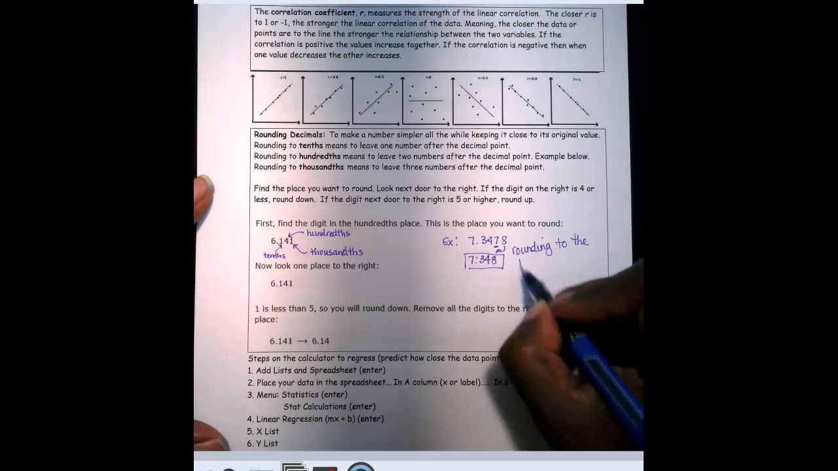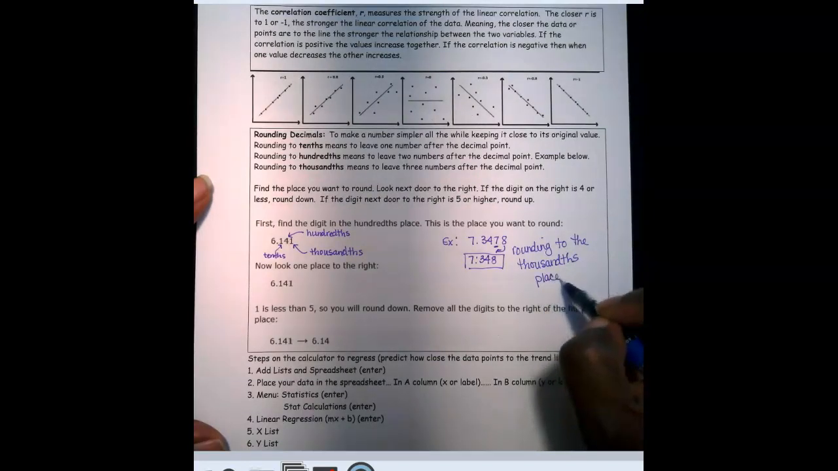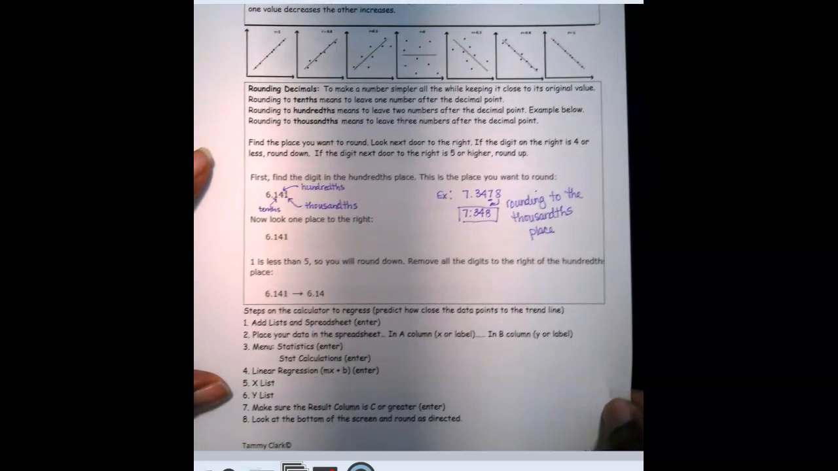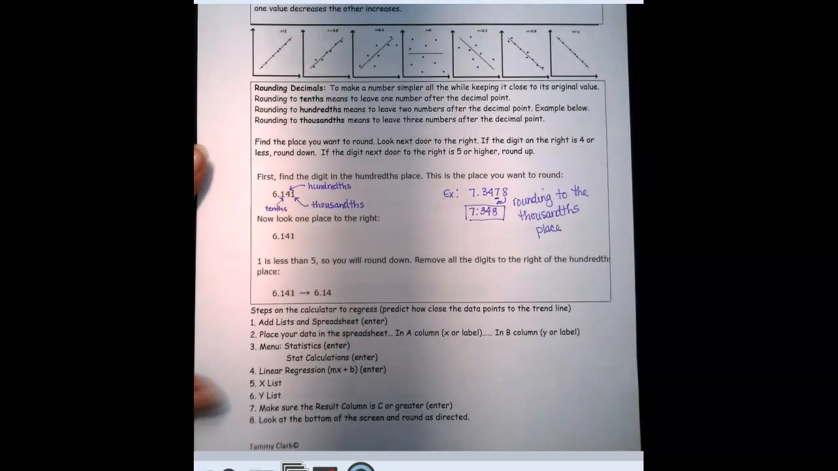Now, I have some steps for you because this is where you will need to use a calculator. So I have some steps to kind of help you as you do this. You will start to just kind of memorize it because you'll have so many problems that you have to do. I don't mean a lot, but you'll just do the same thing over and over again. So the steps to the calculator to regress or to predict how close the data points are to the trend line. This is a trend line.